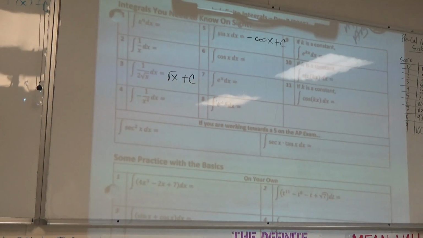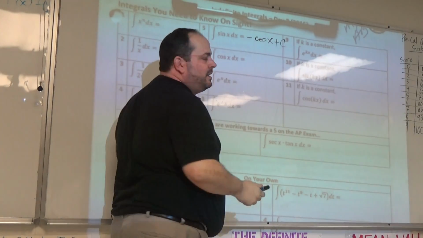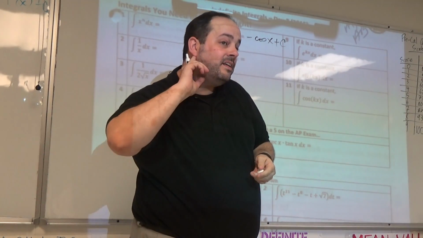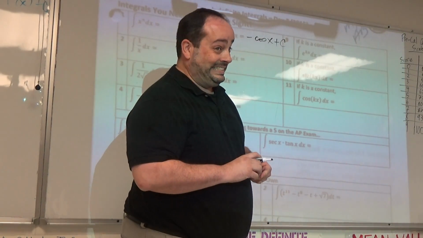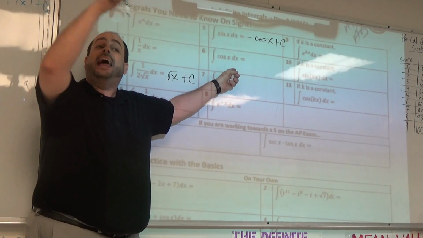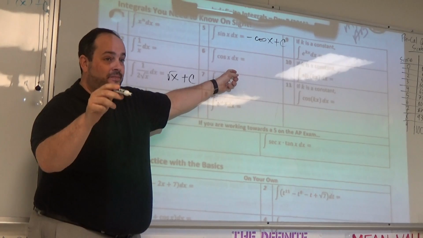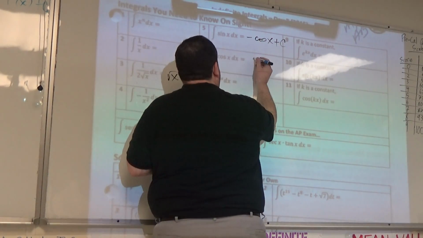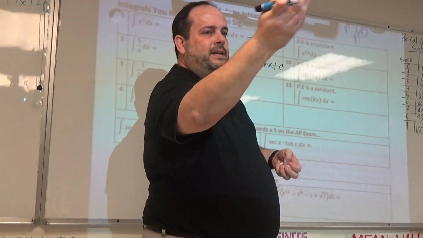Abraham, give me another one. Number 6. What's the antiderivative of cosine of x? Negative sine of x. I'm sorry, what was that? Negative sine. The antiderivative. The question is what function has cosine as the derivative? So the answer is positive sine of x. In the business, we call that the wait time. Sine of x plus Charlie.